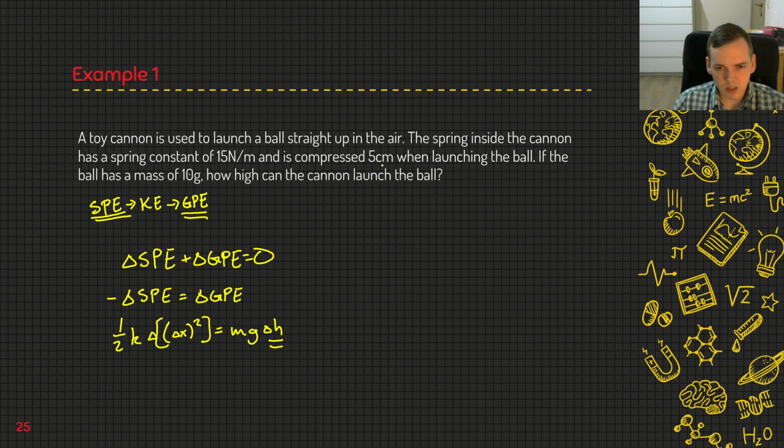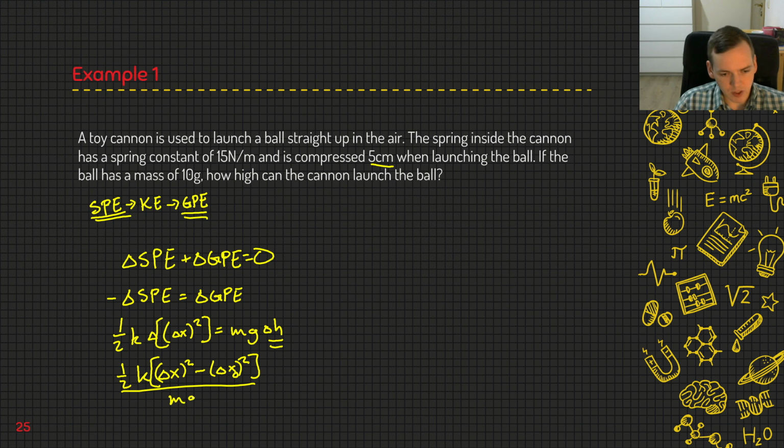Because the spring was initially compressed to 5 centimeters, after it launches the ball, it's no longer compressed. So we know that the final compression is 0 centimeters. So we're going to have negative 1/2 k times delta x final squared minus delta x initial squared, divided by mg, and that's going to equal delta h.